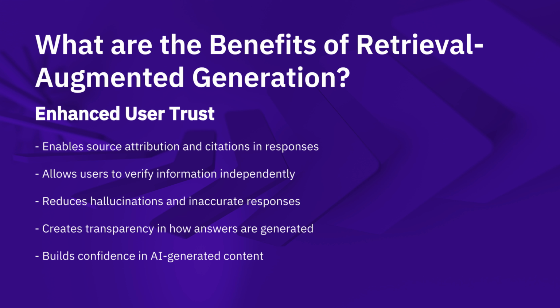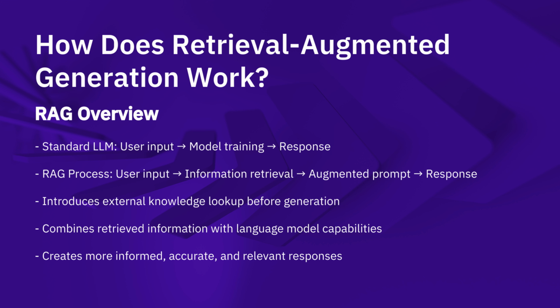Users can verify information independently by checking these sources, which is particularly important in contexts requiring high accuracy like legal, medical, or financial applications. This verifiability dramatically reduces the black box perception that often surrounds AI systems. By reducing hallucinations and inaccurate responses, RAG creates a foundation for genuine user confidence. Over time, this trust translates to higher adoption rates and more effective AI integration into organizational workflows. Now that we understand why RAG is important and its benefits, let's explore how it actually works.